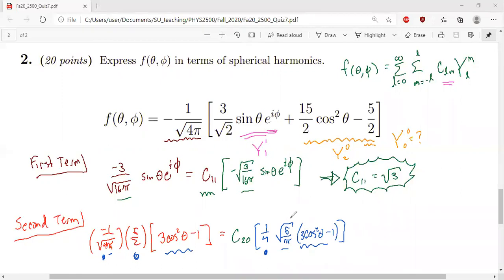All that we're missing is, again, just doing this by inspection, no complicated math, no integrals over all solid angle. We have a √5 on the right-hand side, and we have a -5 on the left-hand side. So just again, by inspection, C20 is equal to -√5.